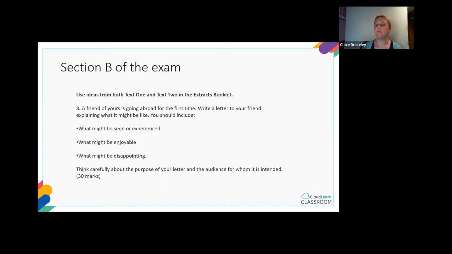Use ideas from both text 1 and text 2 in the extracts booklet. A friend of yours is going abroad for the first time. Write a letter to your friend explaining what it might be like. You should include what might be seen or experienced, what might be enjoyable, what might be disappointing. Think carefully about the purpose of your letter and the audience for whom it is intended. 30 marks. So from this question, we are told all the information that we need. We just need to find that and pick it out.